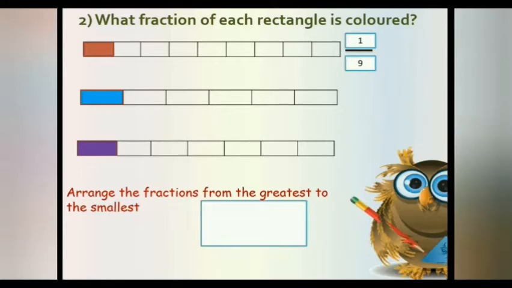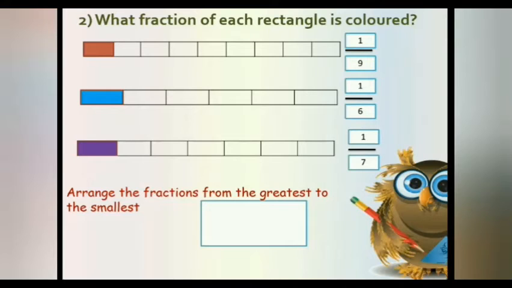Then see the second bar. The second bar is divided into 1, 2, 3, 4, 5, 6 equal parts. In that, how many parts are shaded? Only one part. So 1 by 6. The fraction is 1 by 6. See the third bar, children. The third bar is divided into how many equal parts? 1, 2, 3, 4, 5, 6, 7. 7 equal parts. In that, how many parts are shaded? Only 1. So, 1 by 7. See here, children. The fractions are 1 by 9, 1 by 6 and 1 by 7.